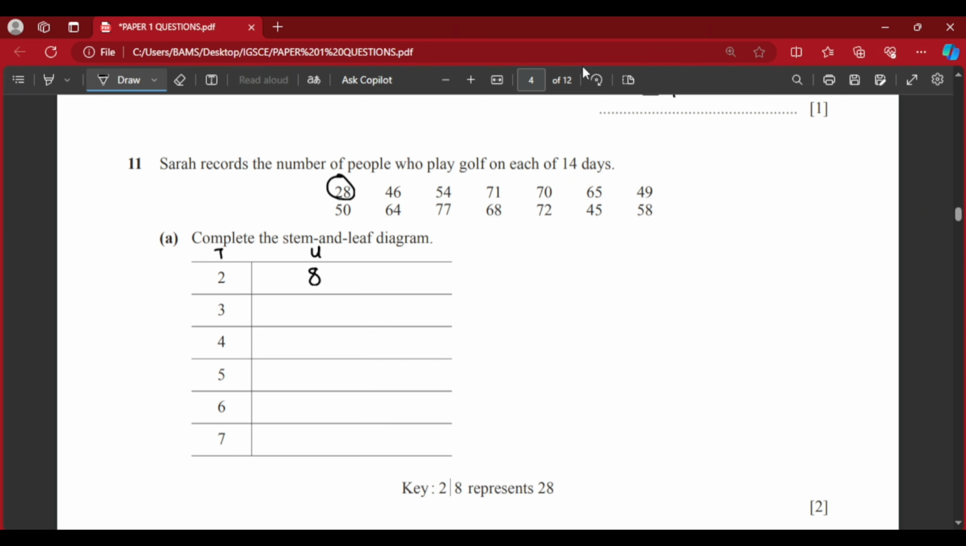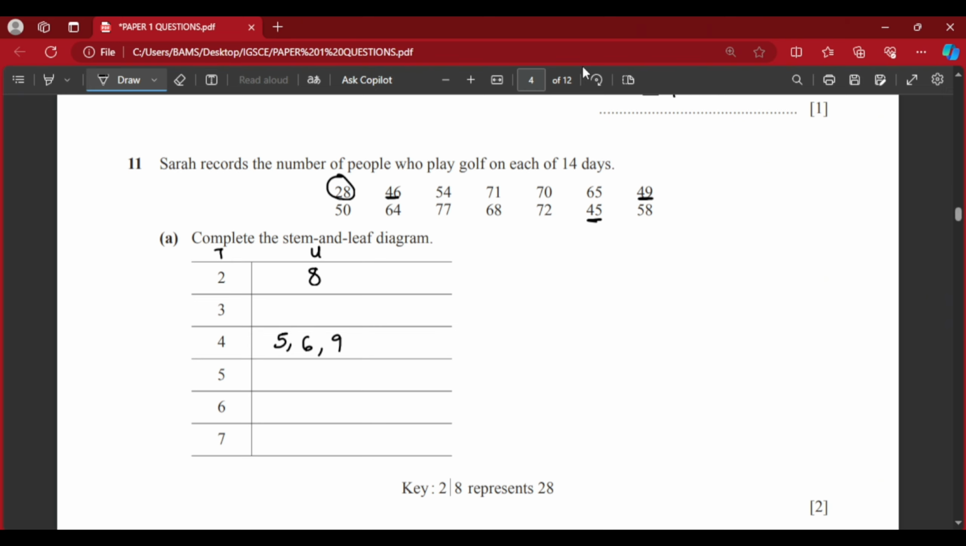Do you have anything like 30 something here? No. So there will be nothing here. For 40 something, do you have anything like 40 something? Of course, yes. We have 45, we have a 46, and we have a 49. So I will just have to write 5, 6, and 9, right? So that's standing for 45, 46, and 49.